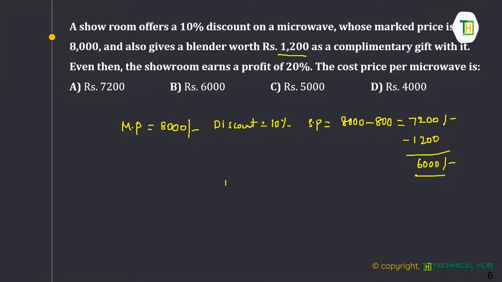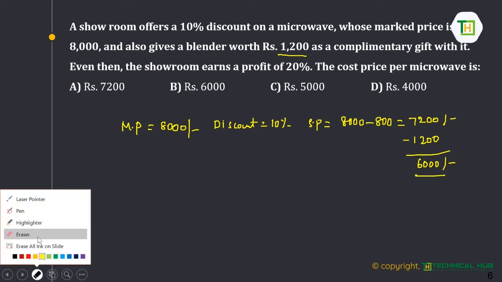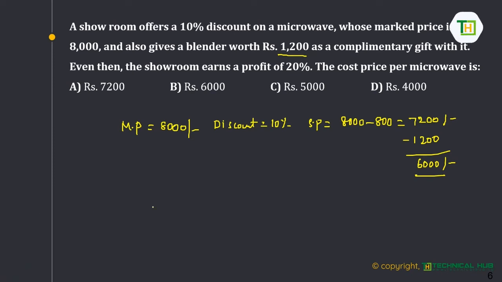20% profit means 5 by 4. So 20% means 5 by 4, the 5 parts is equal to how much here? 6,000. If 5 parts is equal to 6,000, sorry, 4 by 5, 5 by 6 by 5. But just give me a moment here. So finally, the showroom, they are giving it for 6,000 rupees.